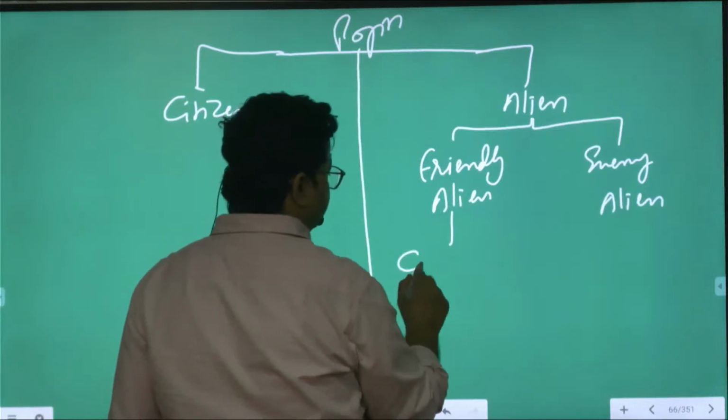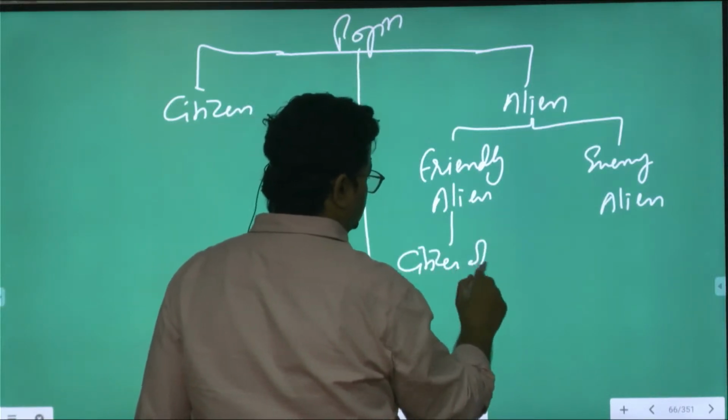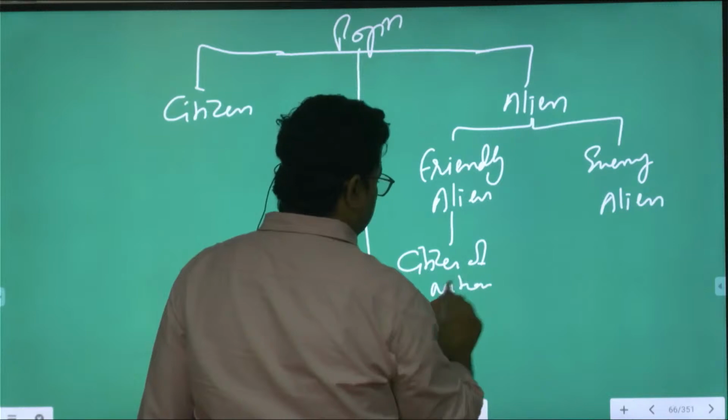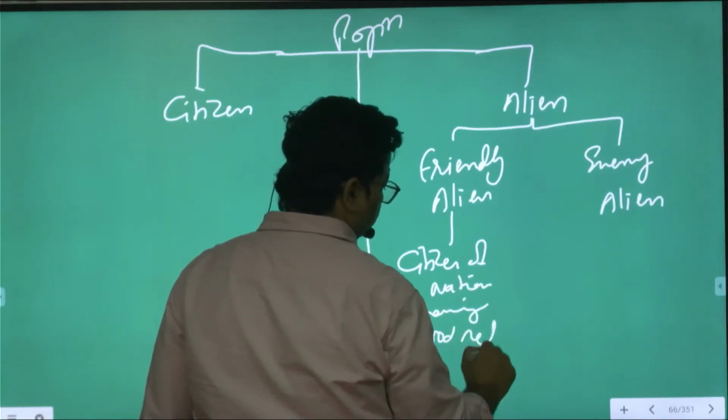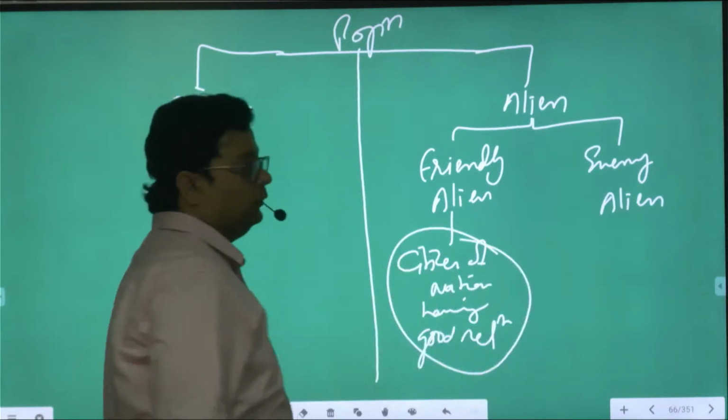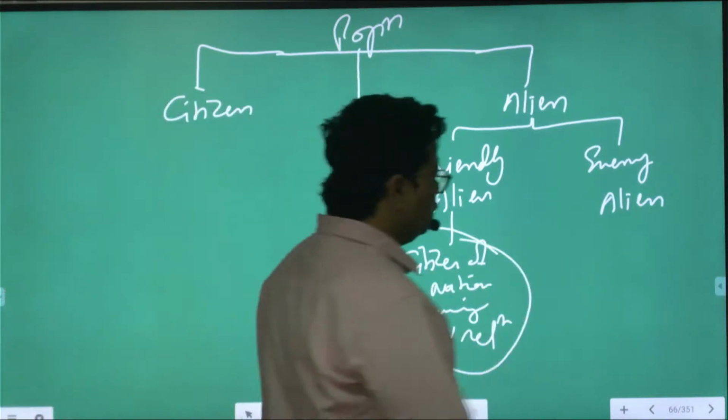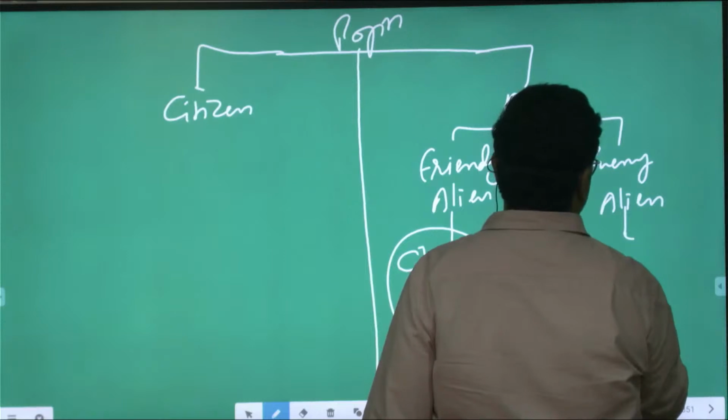So citizens of a nation having good relations. Or enemy aliens are those with whom the state is at war.